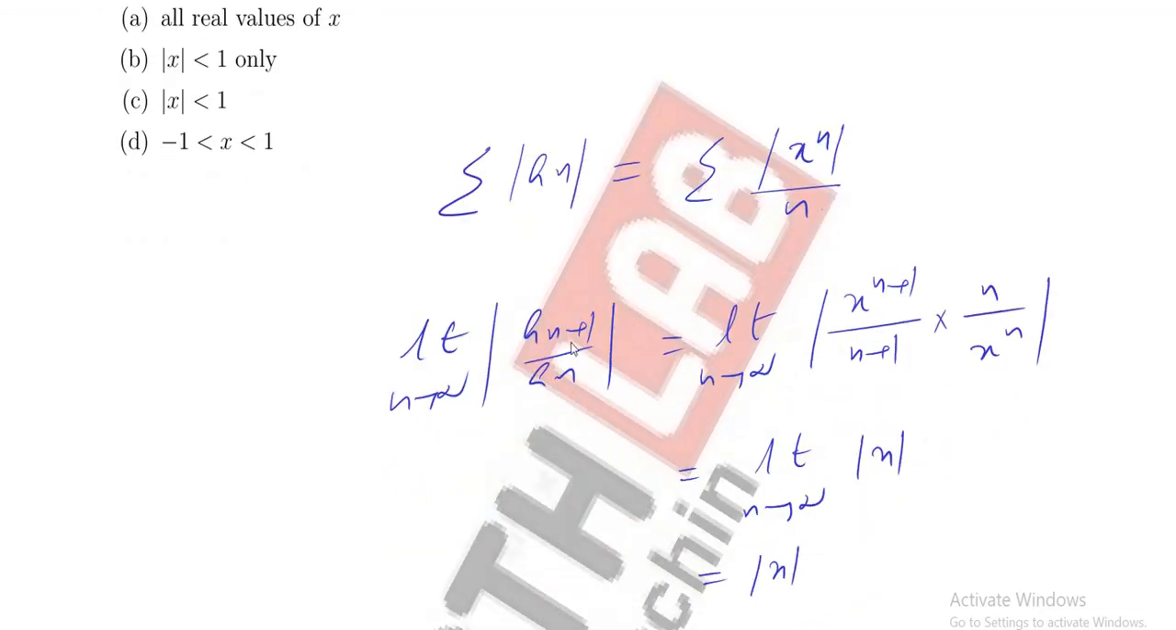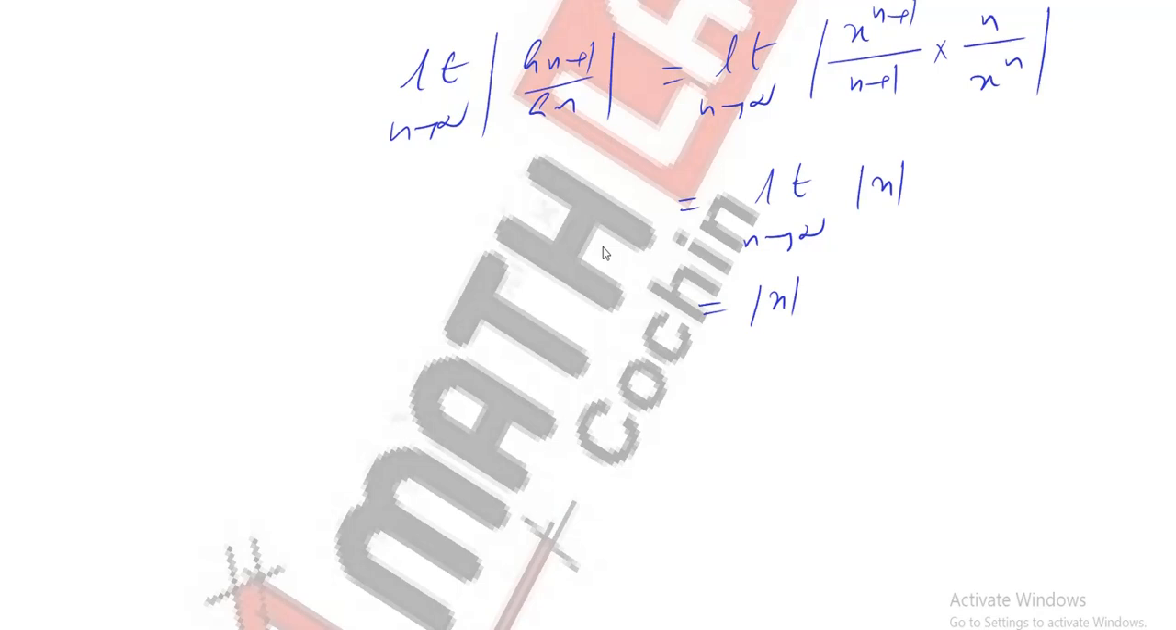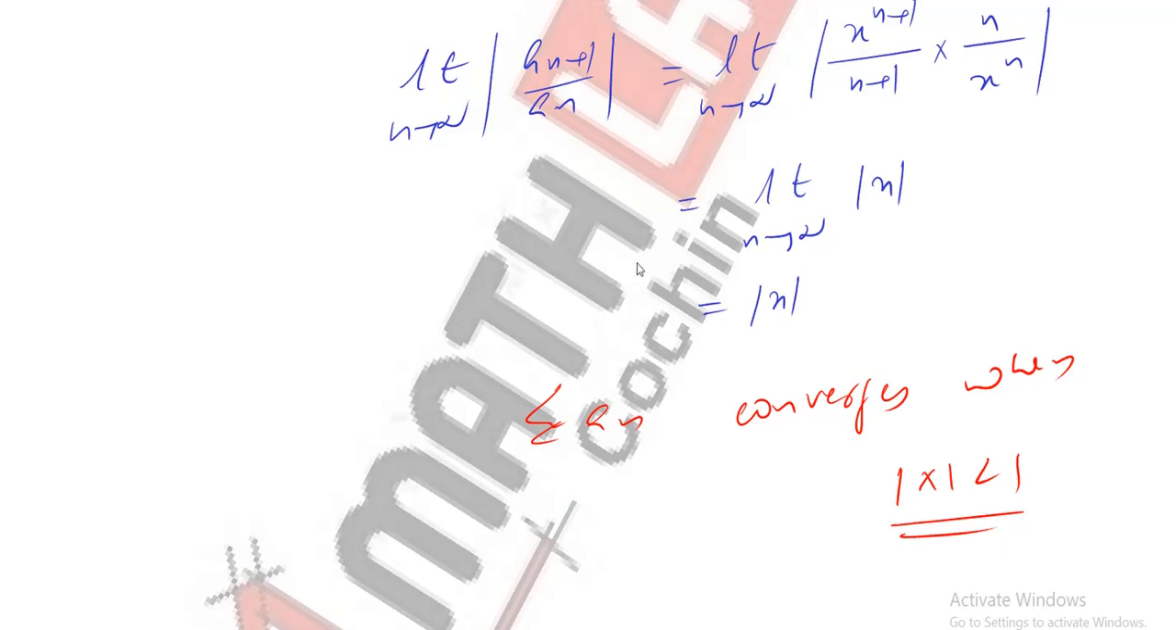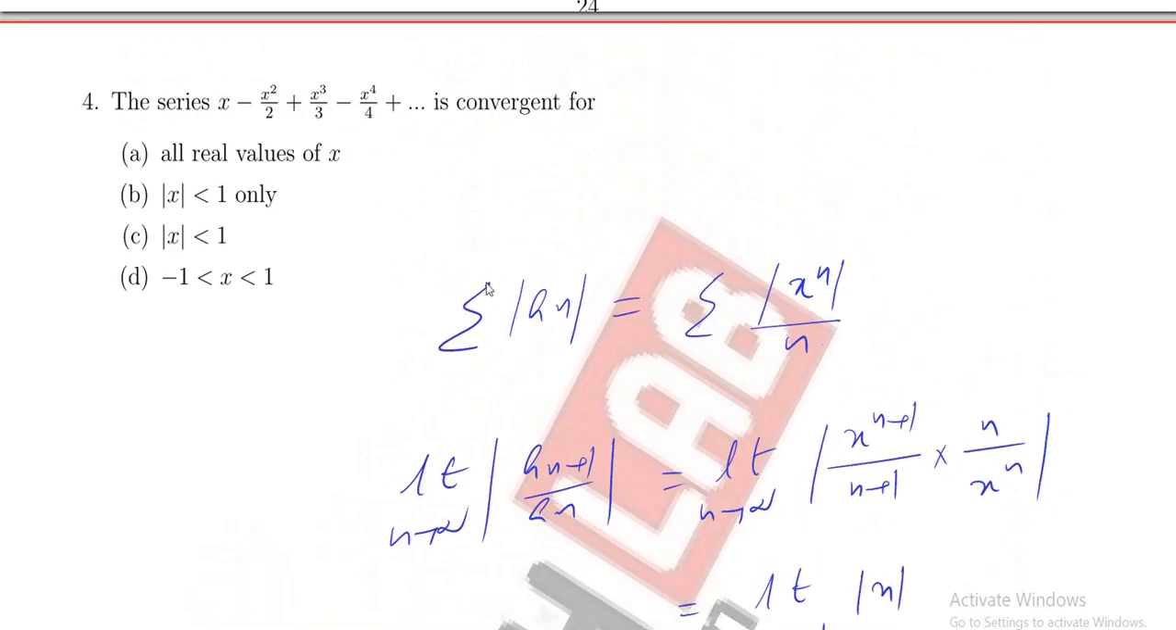So limit n tends to infinity a n plus 1 by a n. So that becomes limit n tends to infinity x to the power n plus 1 by n plus 1 times n by x to the power n. Okay, so when you simplify all these and take the limit, you will get modulus of x. So sigma an converges when modulus of x is less than 1. So when mod x is less than 1, it converges.